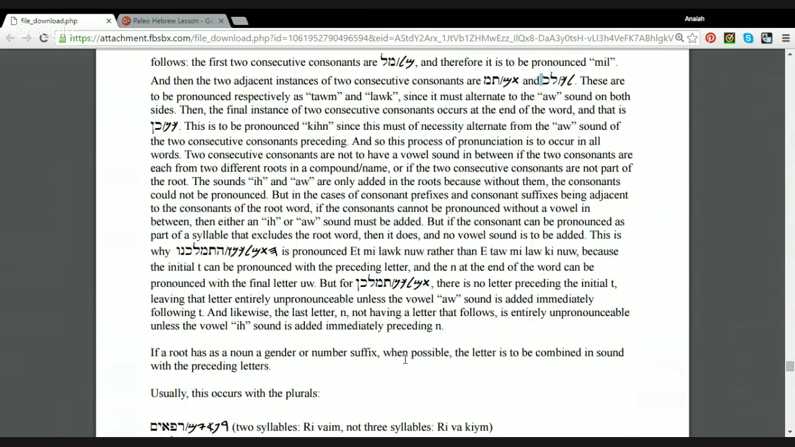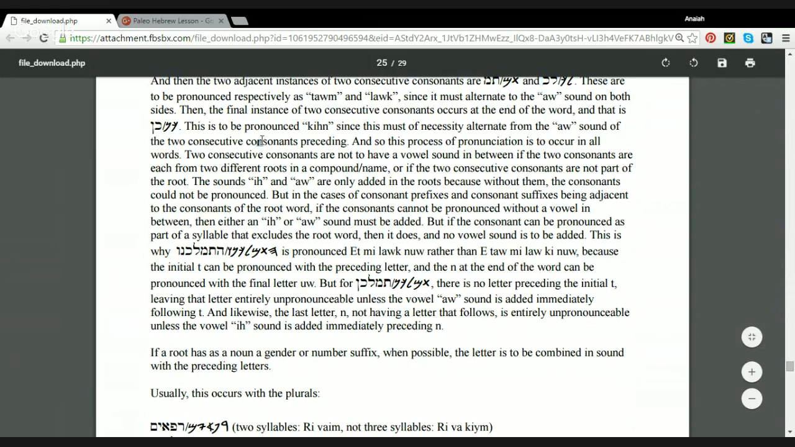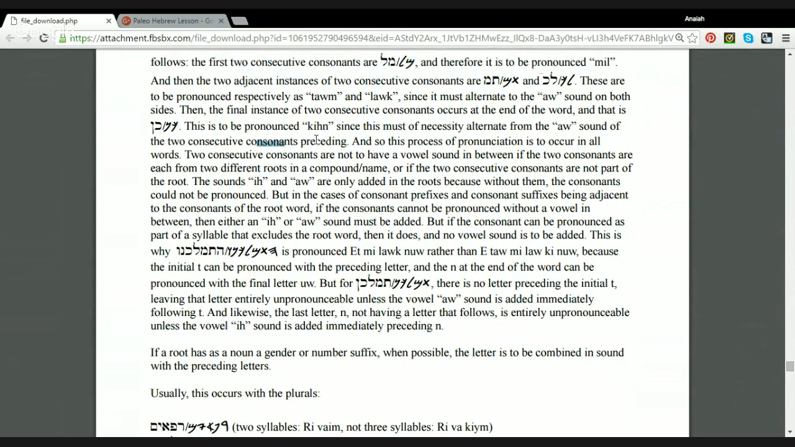Let me see here. In the final instance, it should be kin, because as I said, you can't have the two sounds in a row, I and I in a row in two syllables. So it has to always alternate between I and ah, I think. That's my thoughts on that.